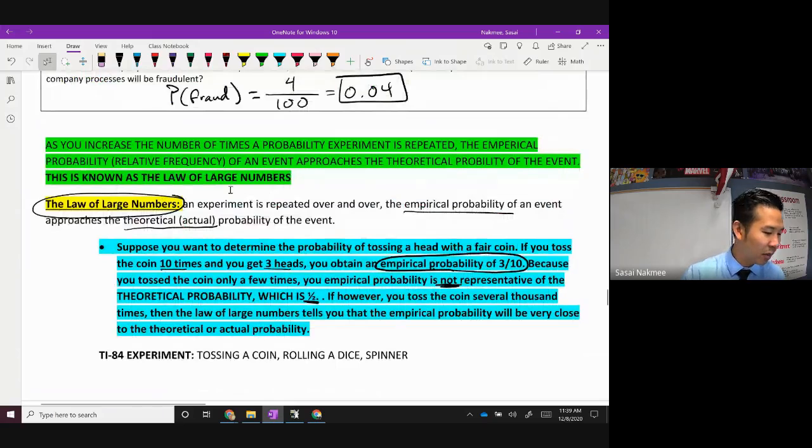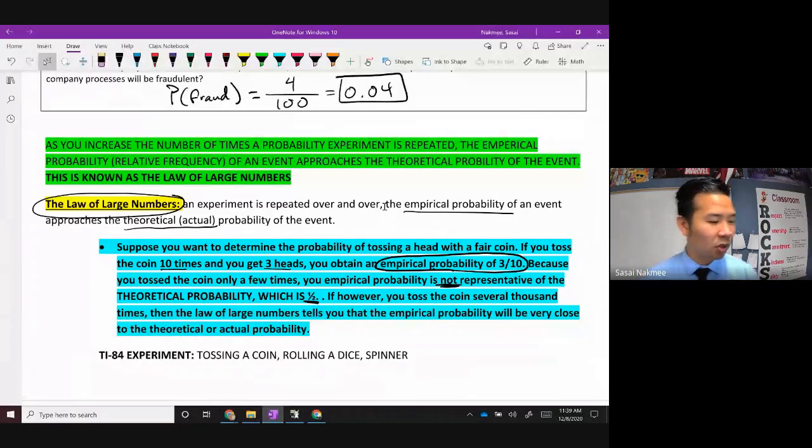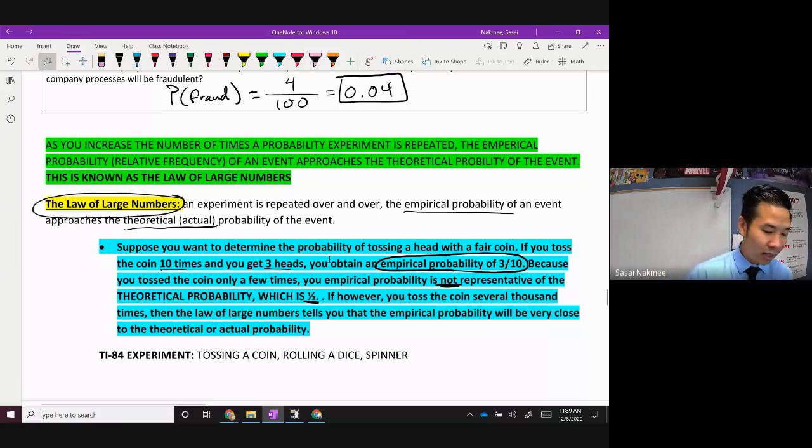The law of large numbers is basically stating that if you do something a large number of times, you should get your empirical probability to get closer and closer to your theoretical probability. If you toss a coin several thousand times, the law of large numbers tells you that the empirical probability will be very close to the theoretical or actual probability. And I think that's kind of neat.